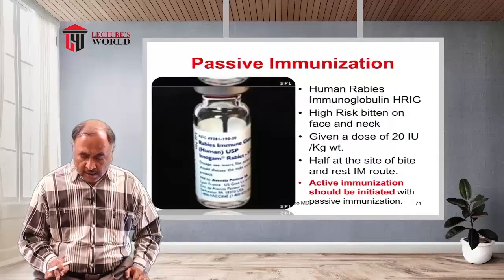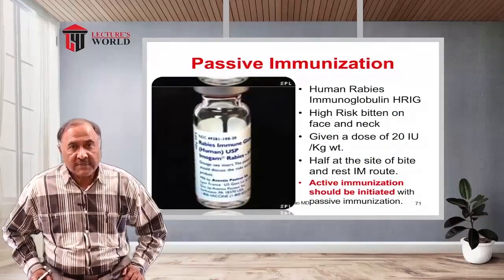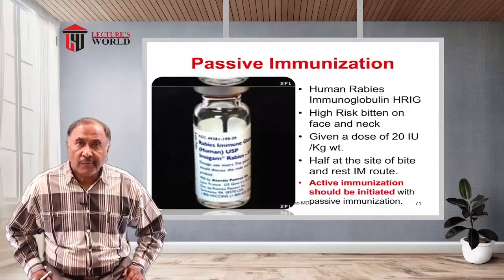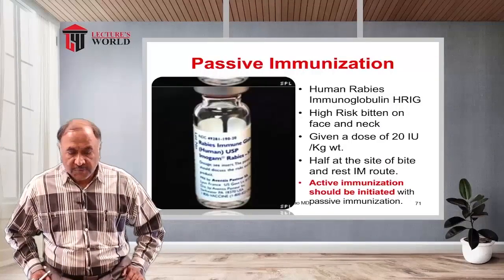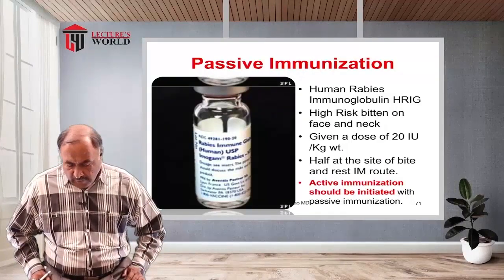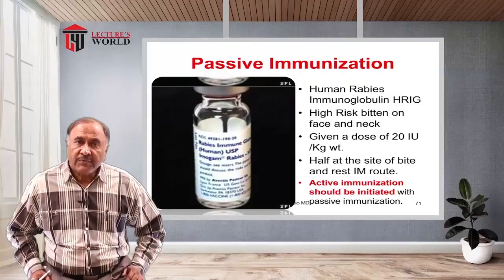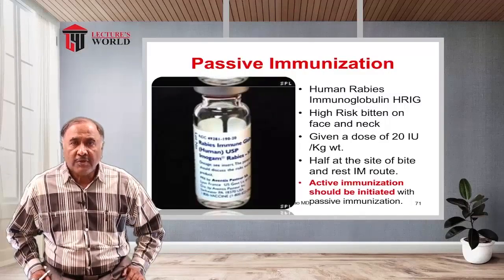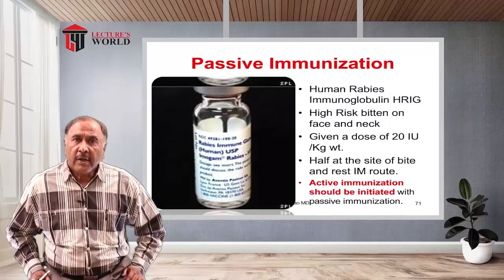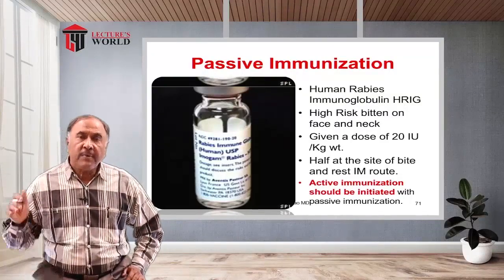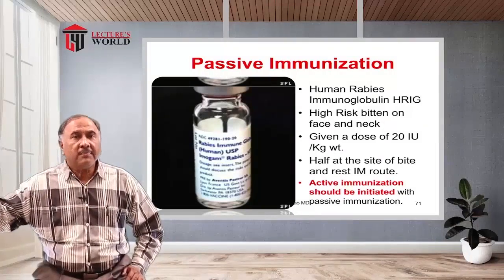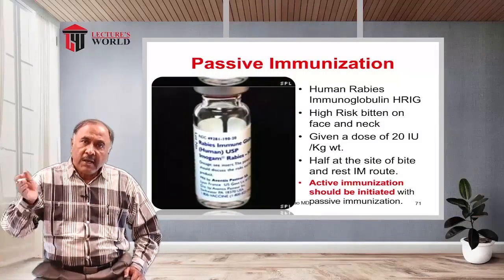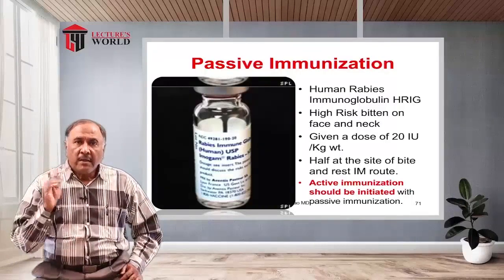Okay. Now, what we discussed just now was vaccination, and that was active immunization, that is pre or post exposure. Now coming to passive immunization. Passive immunization, as we had discussed in detail in the past lectures, is basically immunization by injecting preformed antibodies which have been prepared in some other animals. Those antibodies are purified and directly injected in the infected individuals.